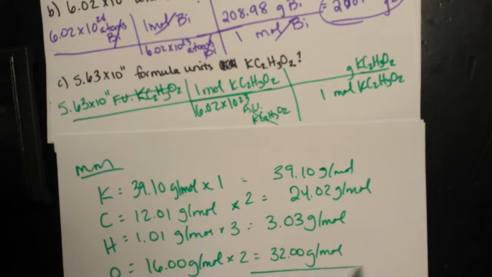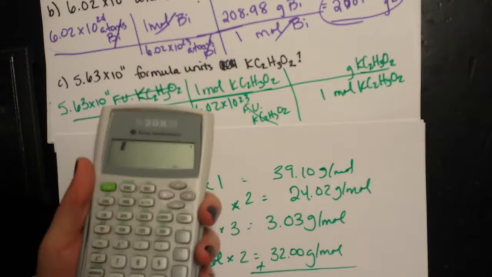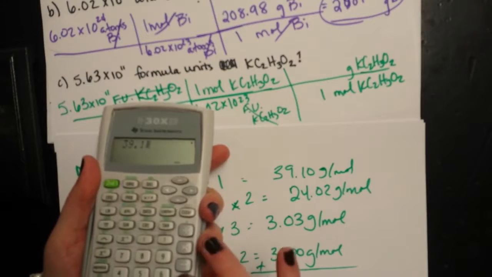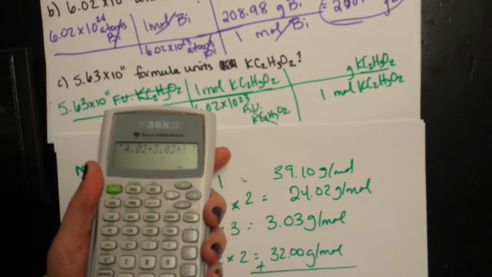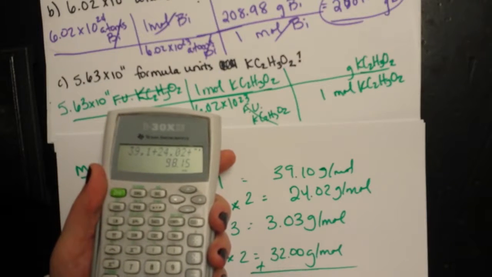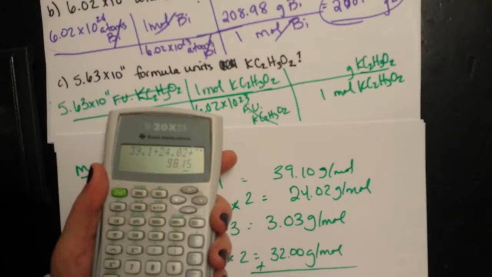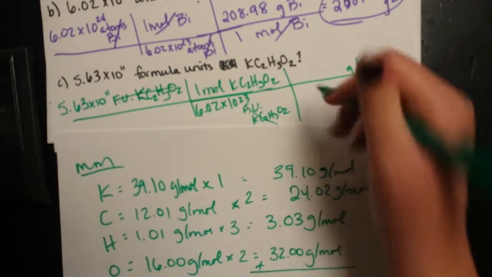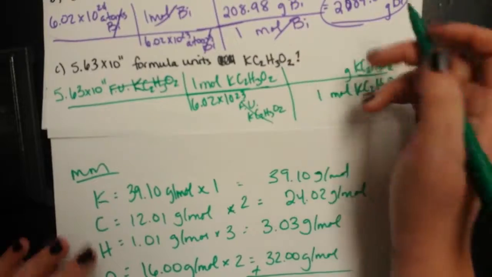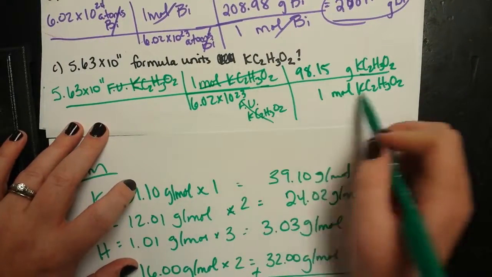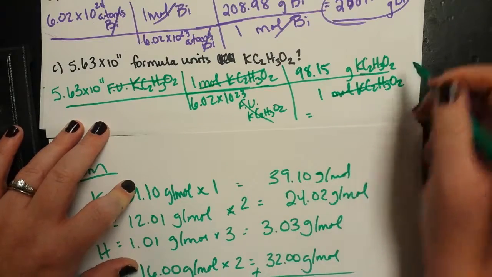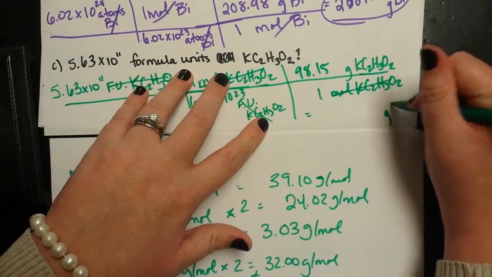If I add this all up, I'm going to have the molar mass of my compound, potassium acetate. So we're going to do 39.1 plus 24.02 plus 3.03 plus 32. And so you should get 98.15 grams per mole. So I'm going to use that as my conversion factor up here. My moles of potassium acetate cancel, and I'm going to be left in grams of potassium acetate.